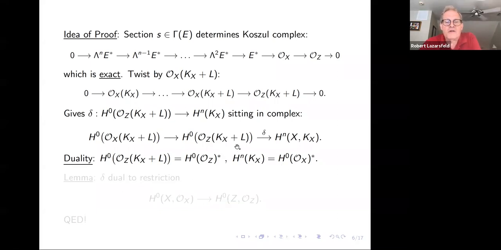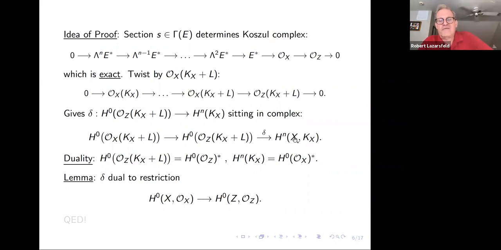And what about this term here? Well, okay, we want to write that canonically. So remember that Z is the zero locus of a section of E. So that means E restricted to Z is the normal bundle of Z. So L restricted to Z is the determinant of the normal bundle of Z. And so K_X plus L restricted to Z is the dualizing sheaf of this finite set Z. So by duality, this H^0 here is canonically dual to H^0 of O_Z dual.